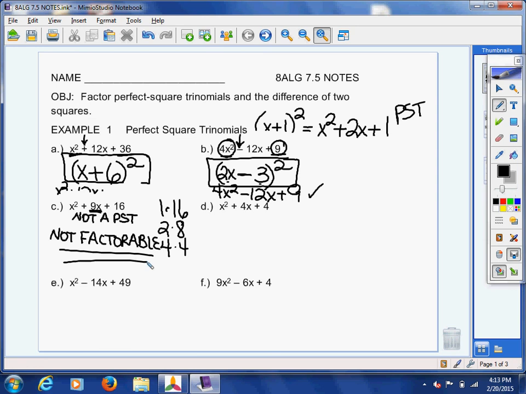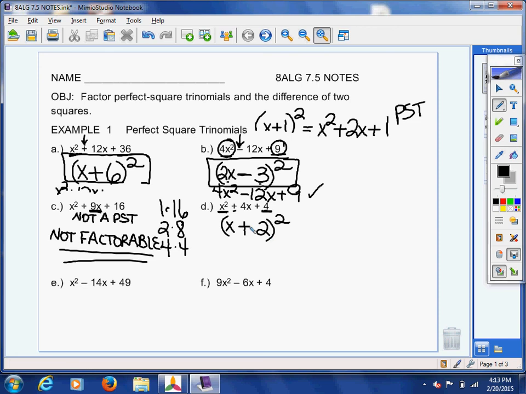Okay, so here's another one. Let's get back on track. We think it's a perfect square trinomial because first term's a perfect square, last term's a perfect square, last term is positive. So let's just build it. Let's see what happens, and then we'll check it. So what did I square to get x squared? X. What did I square to get 4? 2. Middle term is positive, so I'm going to put a plus sign there.